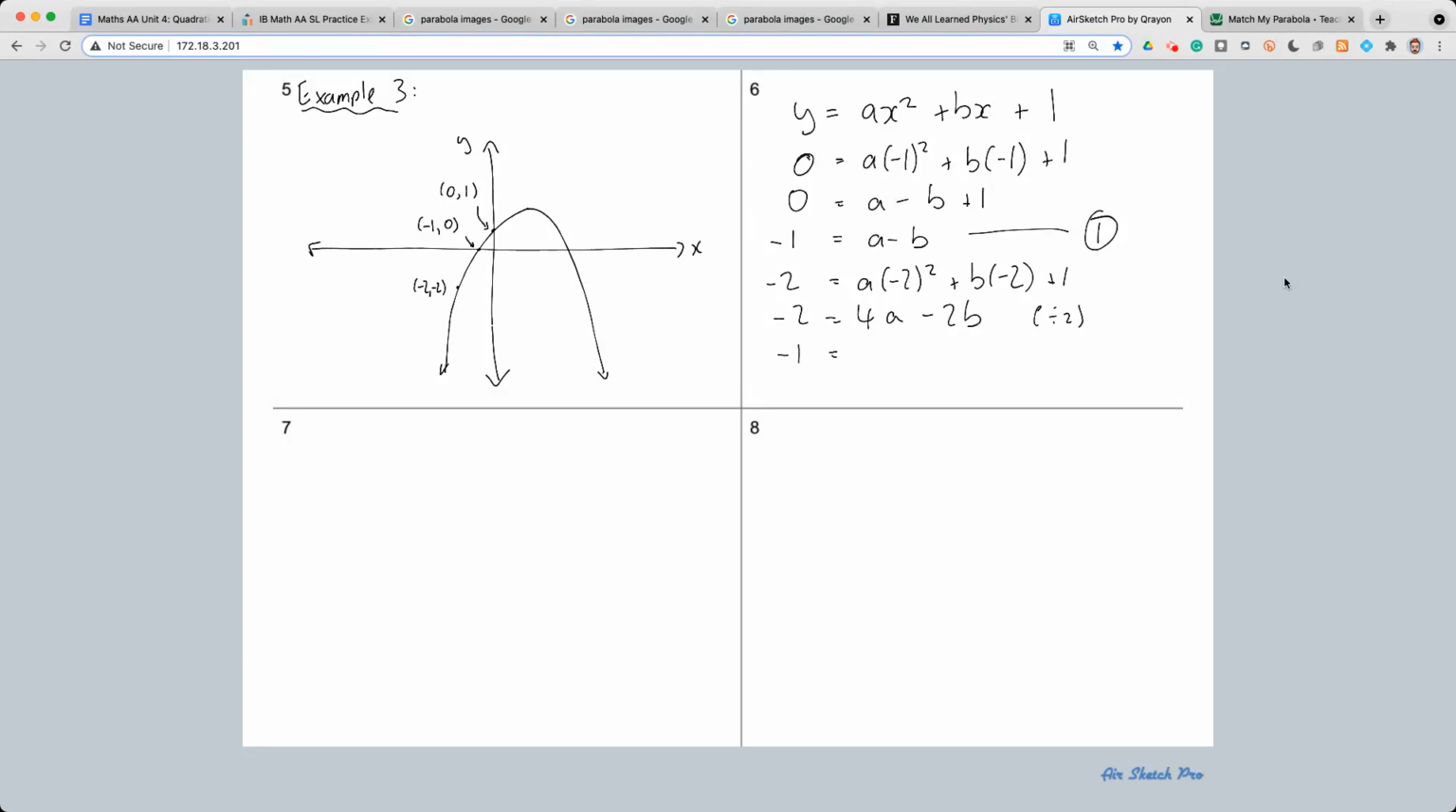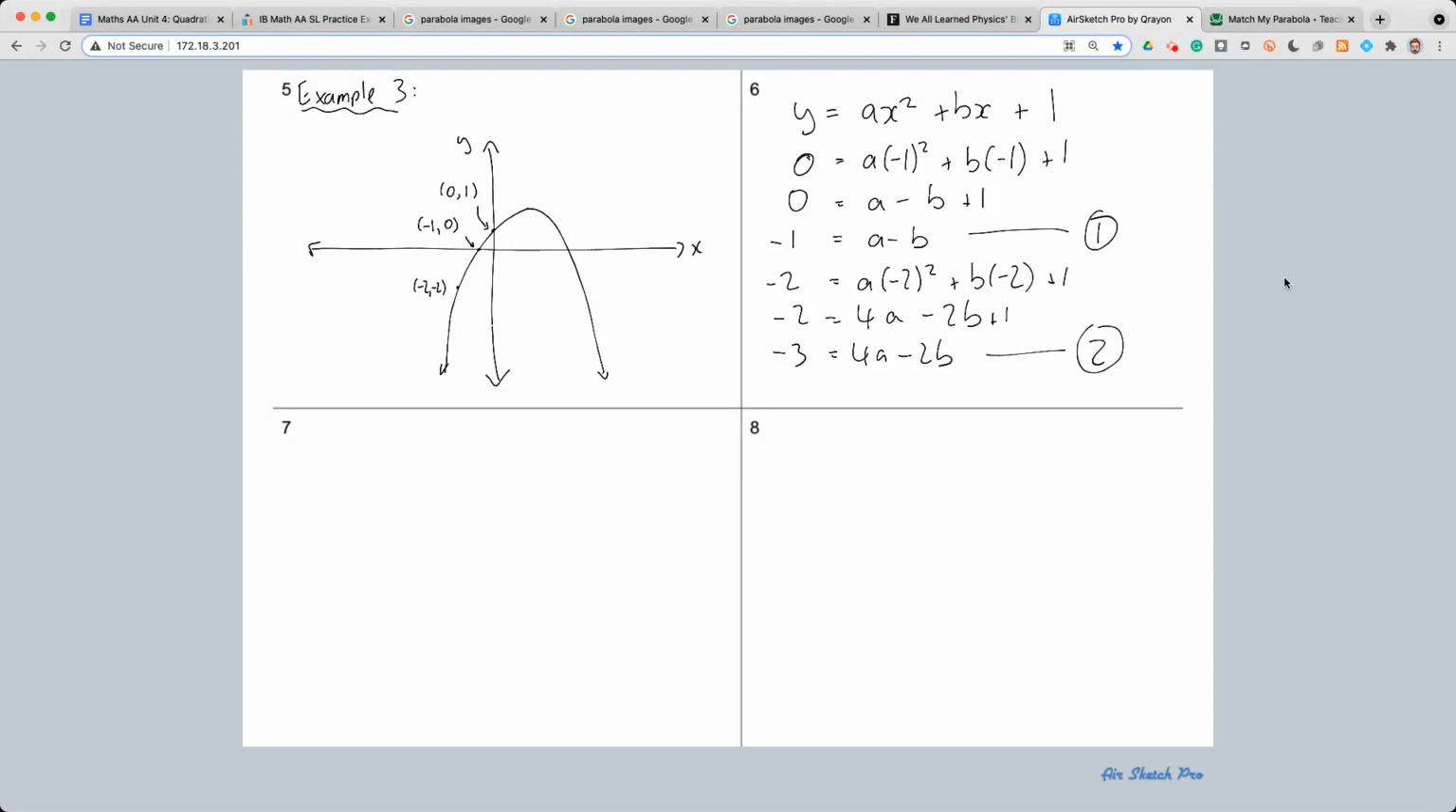You missed the plus 1. Thank you. I was probably going to stuff myself up by doing that. So I've got minus 3 is 4a minus 2b. Okay, and that's equation 2. So I've got 2 equations with 2 unknowns.